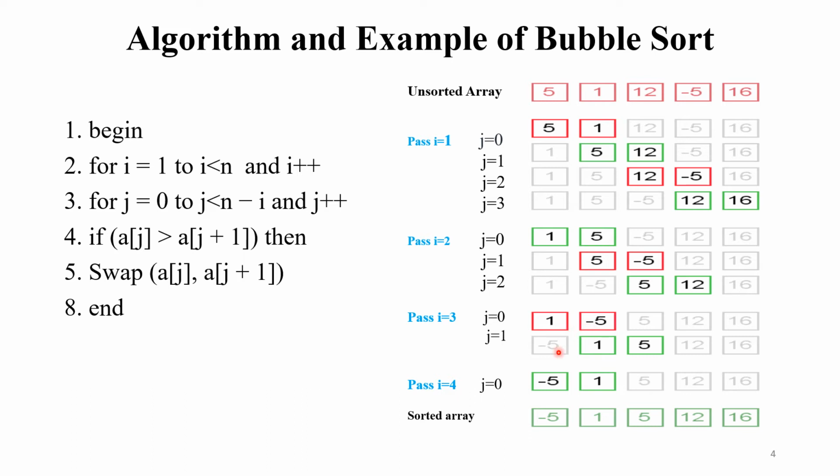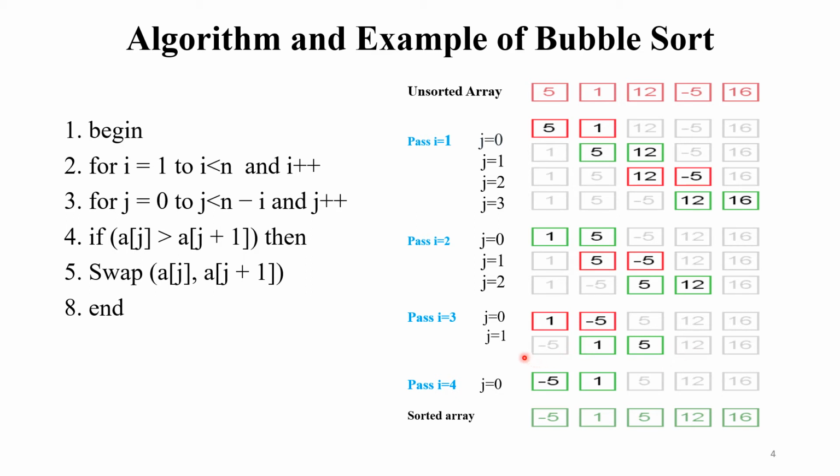So minus 5 is in the first position and 1 is in the second position. So we interchange these two values. Now we check the next two values, that is 1 and 5. So 1 is less than 5, so this condition is true. Then we do not change anything in this iteration. So here pass 3 ended.